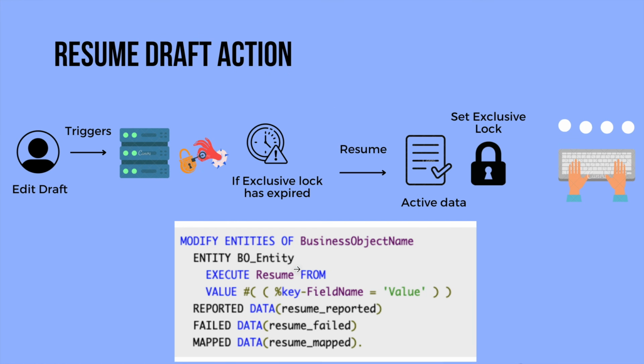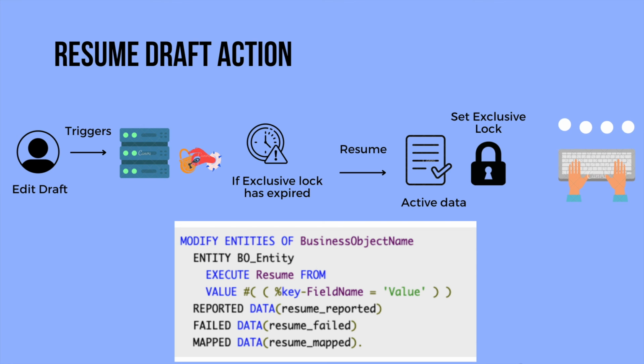The same syntax. So the last one is the resume draft action. It's a little different from the others, because the scenario for this resume is very rare. I have already mentioned the exclusive lock, right? Whenever you try to edit something, the exclusive lock will be set on the active data instance. So let's say today you are editing something, then the exclusive lock will be present for the active data.